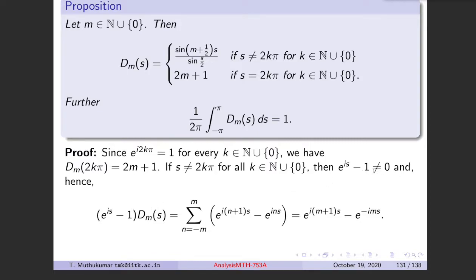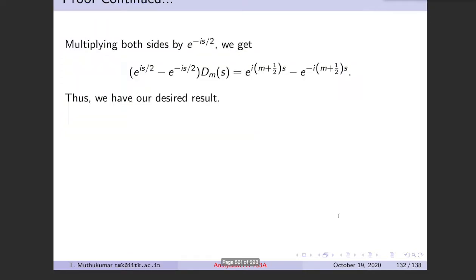So you multiply this non-zero quantity with the Dirichlet kernel, and if you rewrite it using the definition of the Dirichlet kernel, you get this, and this becomes this. In this sum it's like a telescopic sum, so if you expand it, you can cancel out terms, and what remains is the first term and the last term. So that's what remains here, and this quantity is precisely this.